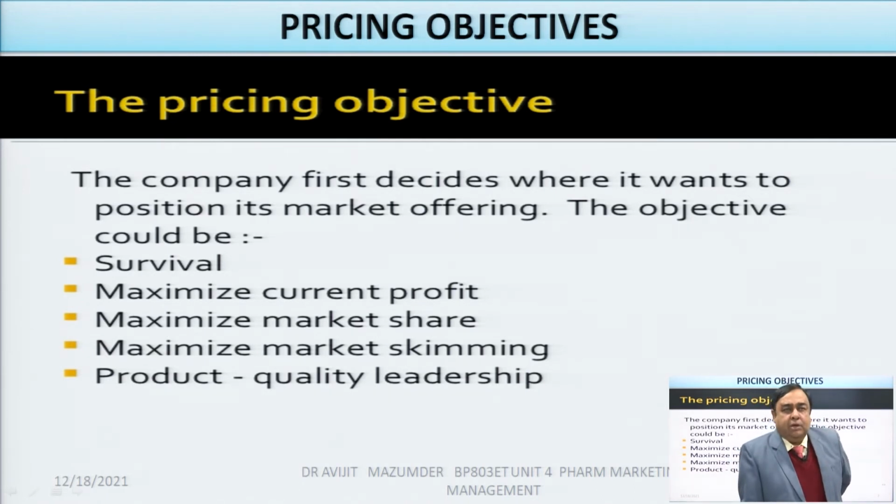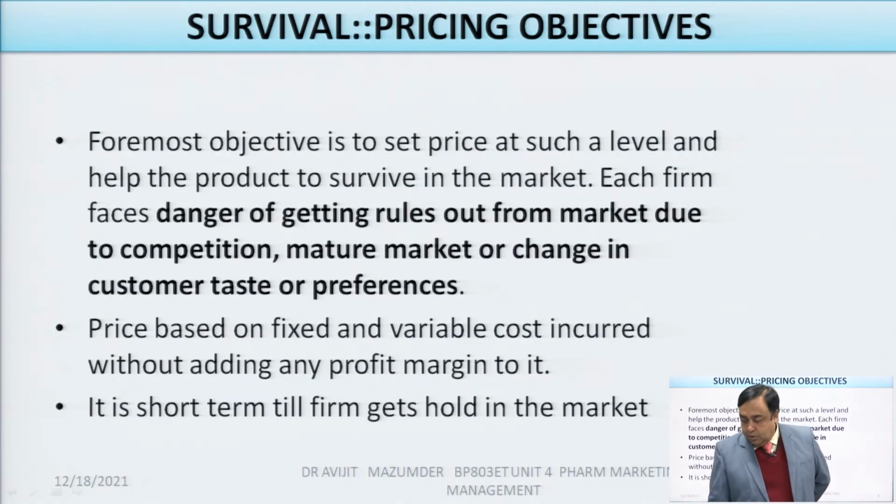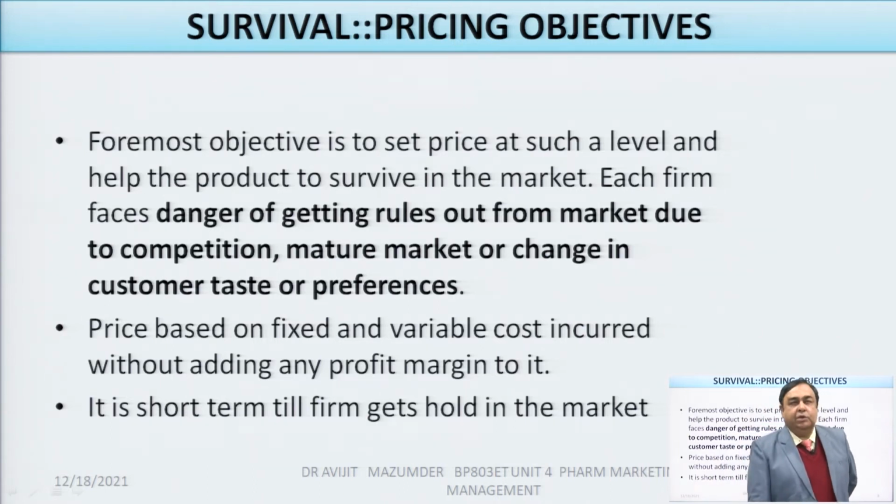The company first decides where it wants to position its market offerings. I will discuss the objectives one by one later on; let me just quickly go through them. The objectives are: number 1, survival; number 2, maximization of current profit; number 3, maximization of market share; number 4, a market skimming strategy; and finally, product quality leadership. So, the first point is survival.